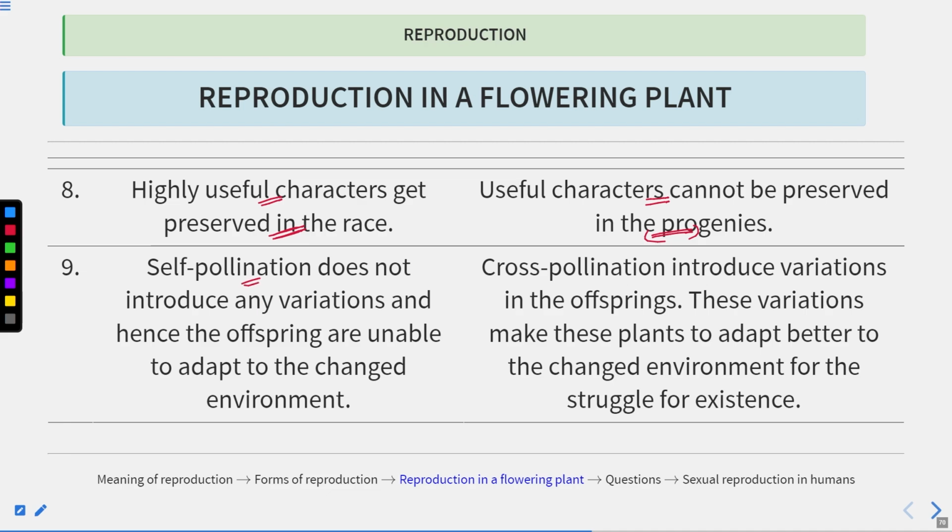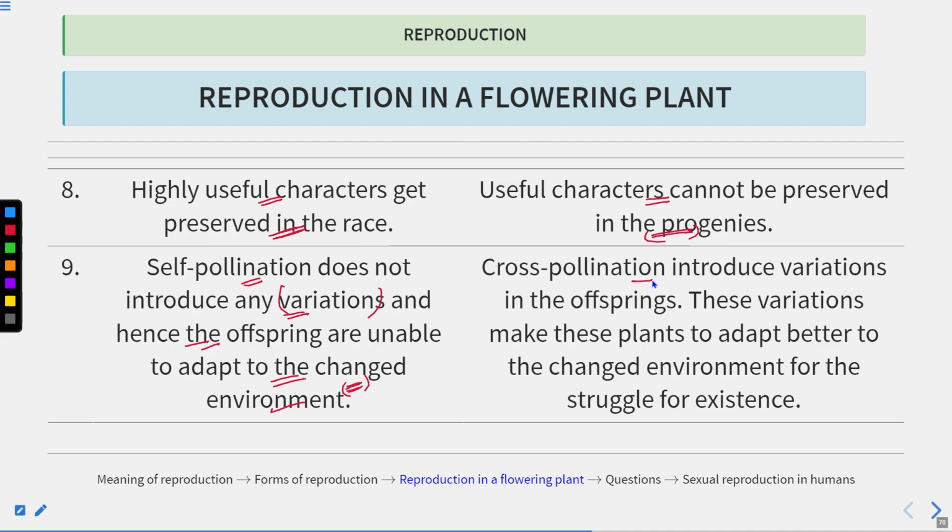The next point: self-pollination does not introduce any variations and hence the offspring are unable to adapt to the changing environment. So this is a negative point for self-pollination. There is no introduction of variation because the pollination is happening between genetically similar plants, so there is no mixing of the genome in the offspring, and if the environment changes, that plant will be unable to adapt as there is no mixing of the genome.